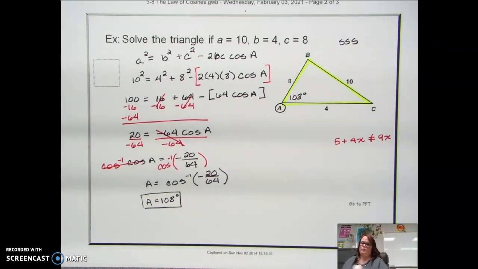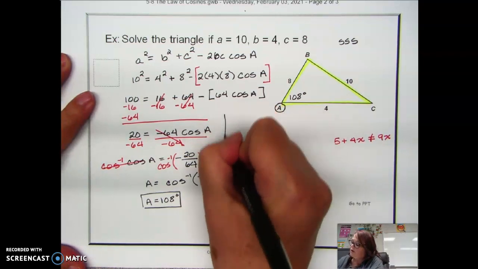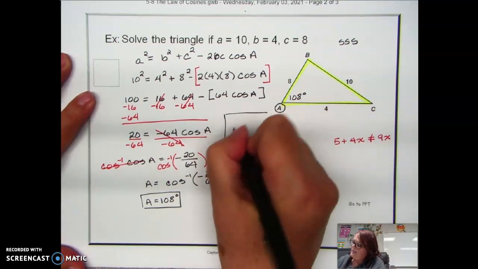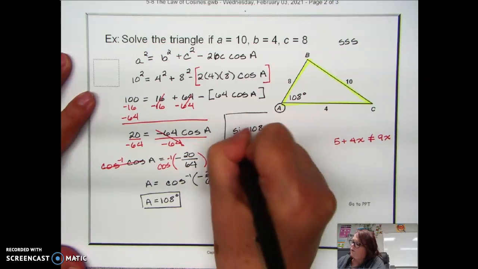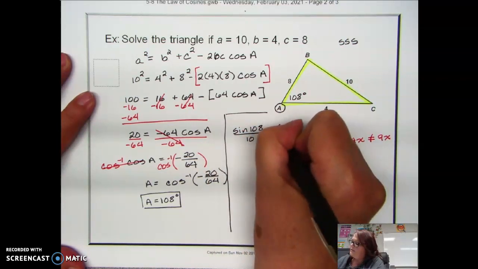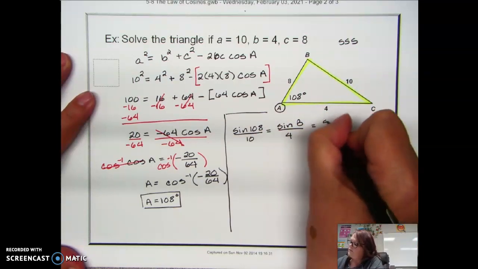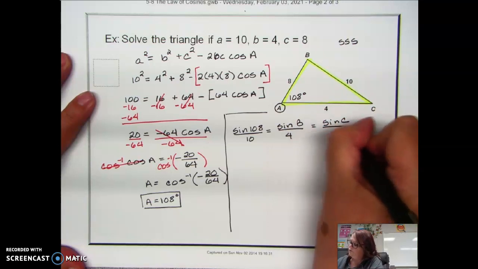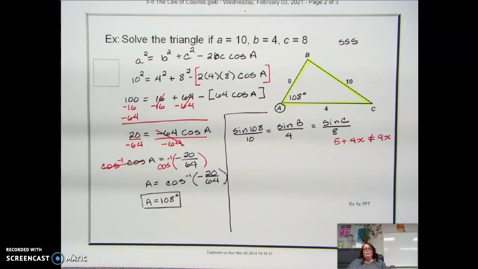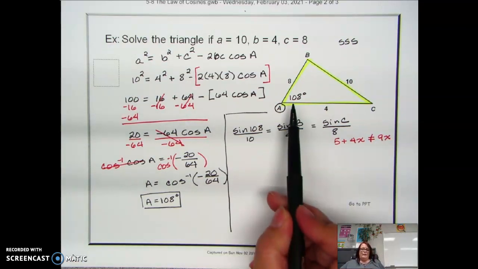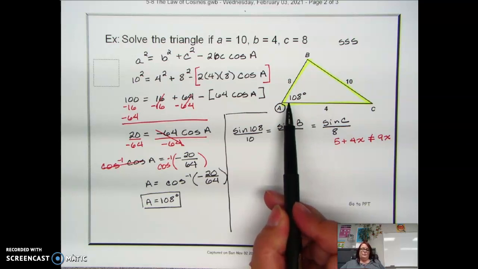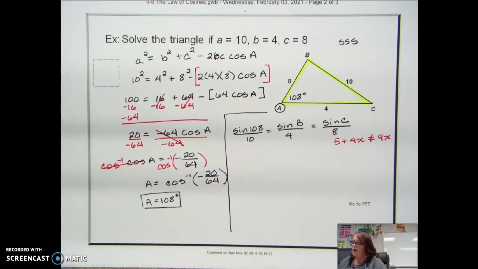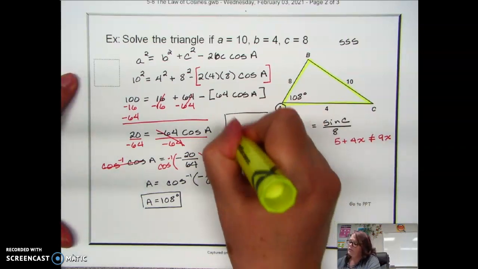Now I have one of my angles. And again, this is one of those situations where we will need to use that rounded answer to be able to move forward. So we're going to use the law of sines and say that I have the sine of 108 over little a, which is 10, and that's equal to the sine of b over little b, which is 4, and that's equal to the sine of c over little c, which is 8. And it doesn't matter which one of these angles I find because I've already found my obtuse angle. I can't have another obtuse angle in the triangle. It wouldn't make a triangle. So I'm just going to go ahead and pick these 2 and solve for big B.